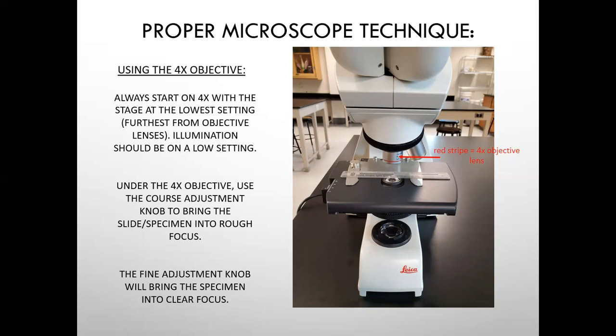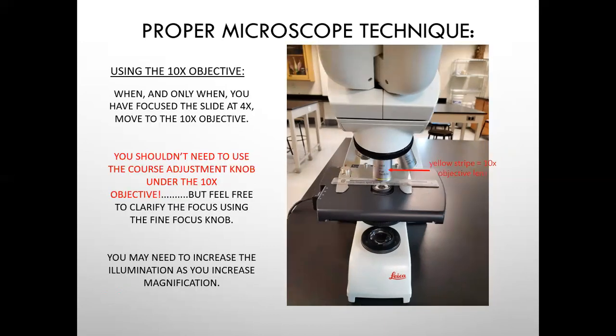All right. Your coarse focus may get you in perfect focus, or it may get you in a rough focus where it's still a little blurry. If that's the case, then we need to switch over to our fine adjustment knob, which will typically be on the outside of the coarse focus. And you can twist those around to get it in crisp and clear focus.